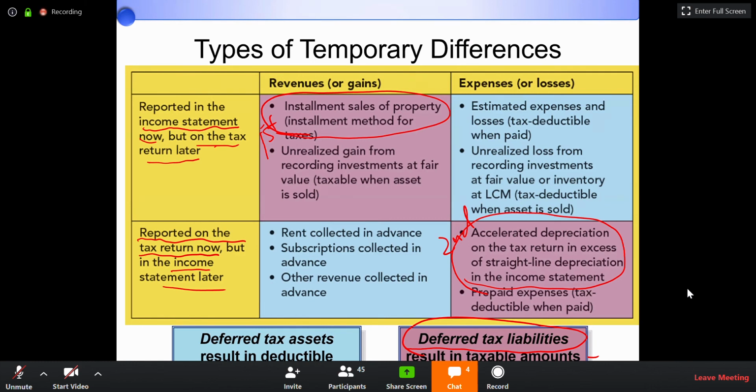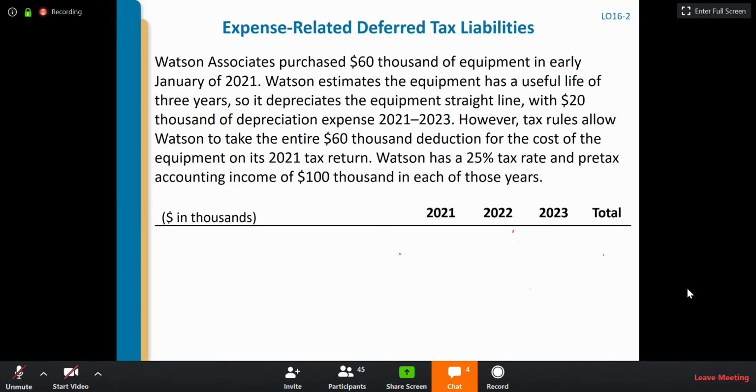Okay, let's work on this situation, the depreciation situation. Let me show you another example. This company purchased $60,000 of equipment in early January 2021. The company estimates the equipment has a useful life of 3 years, and we depreciate the equipment using the straight line method. So each year we're going to record depreciation expense of $20,000, for those 3 years.